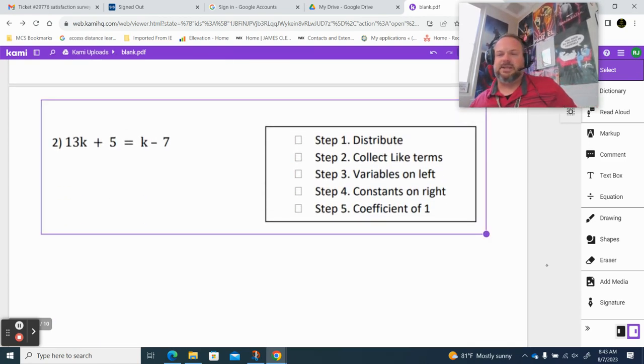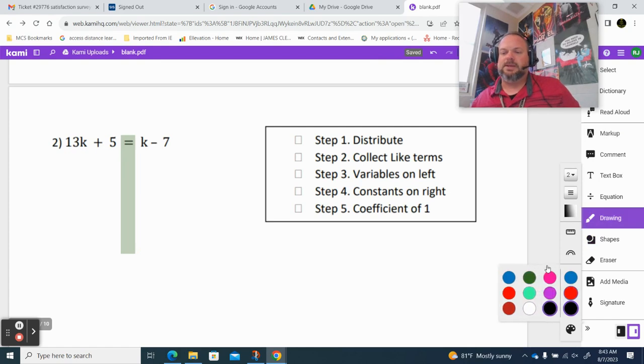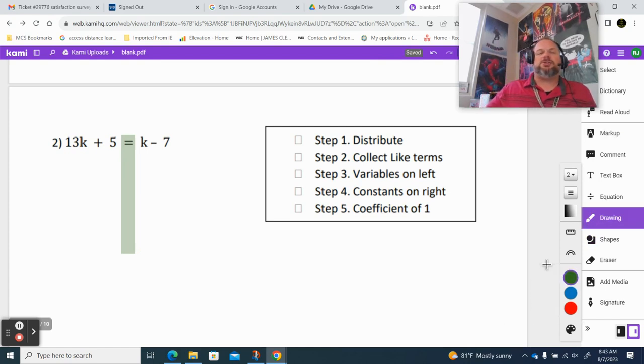All right, number two. Do we need to distribute? No, so we're done. Collect like terms. These should be on different teams on each side of the equal sign. Whatever sport you do, vampires and werewolves, zombies and plants, cats, dogs, whatever.